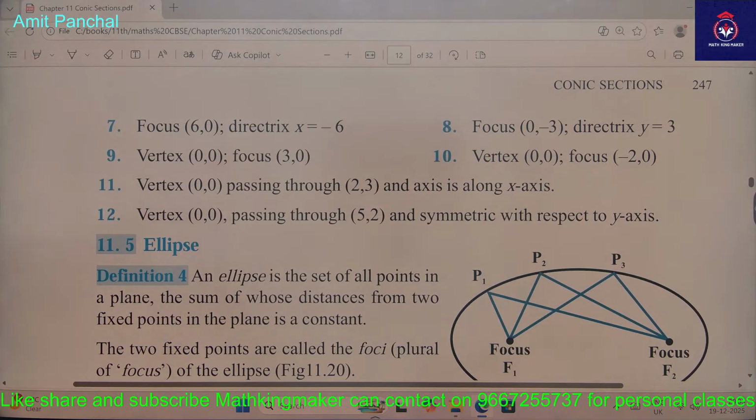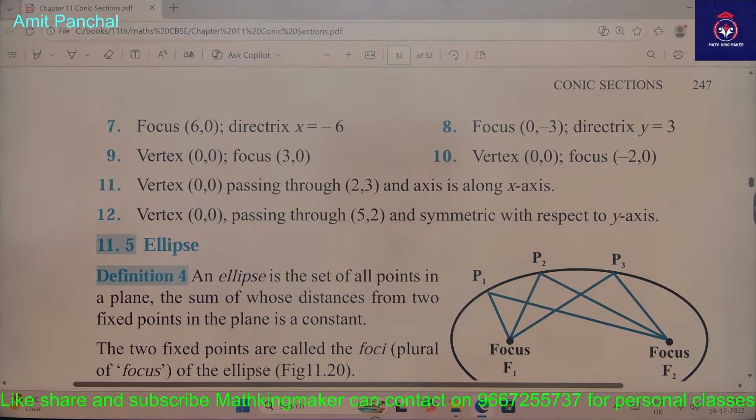Focus is 6, 0, so it's on x-axis. So the equation should be y square equals 4ax, and directrix is x equals -6. So a equals 6. y square equals to 24x. Yeah, right. Great. This first one is right. Now go for eighth one.